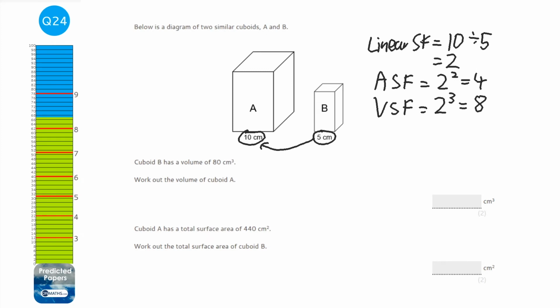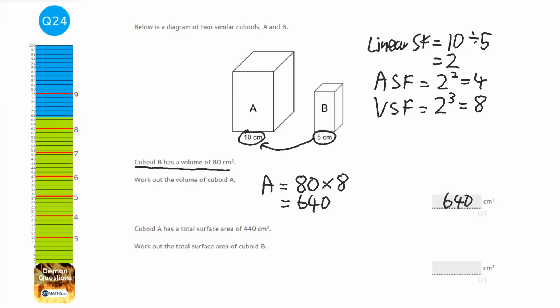So with this first question, it says cuboid B has the volume of 80. So if B has 80, the volume of A is going to be 80 times the volume scale factor, which is 8. So that's going to be 64 with a 0, so 640. And it's that simple. This one here, it says cuboid A has a total surface area of 440. So work out the surface area for B.